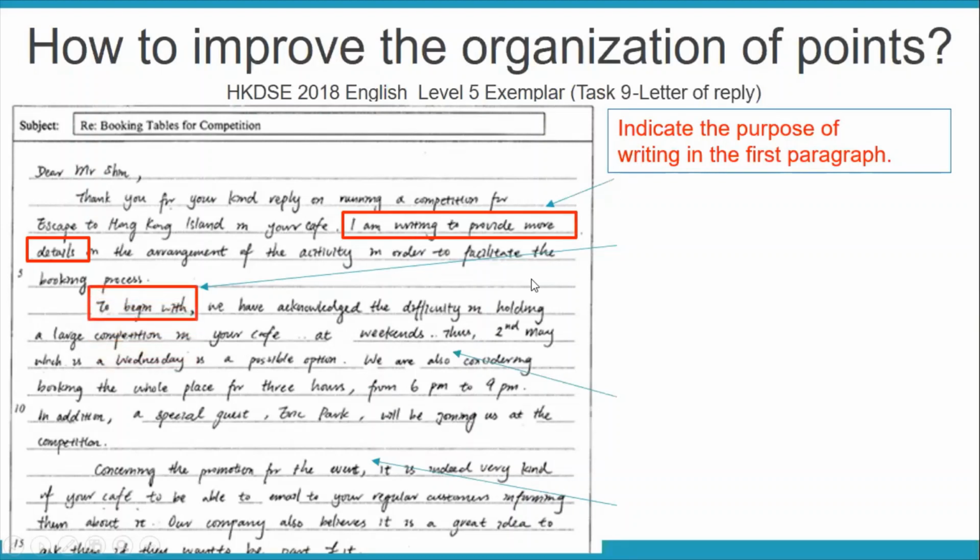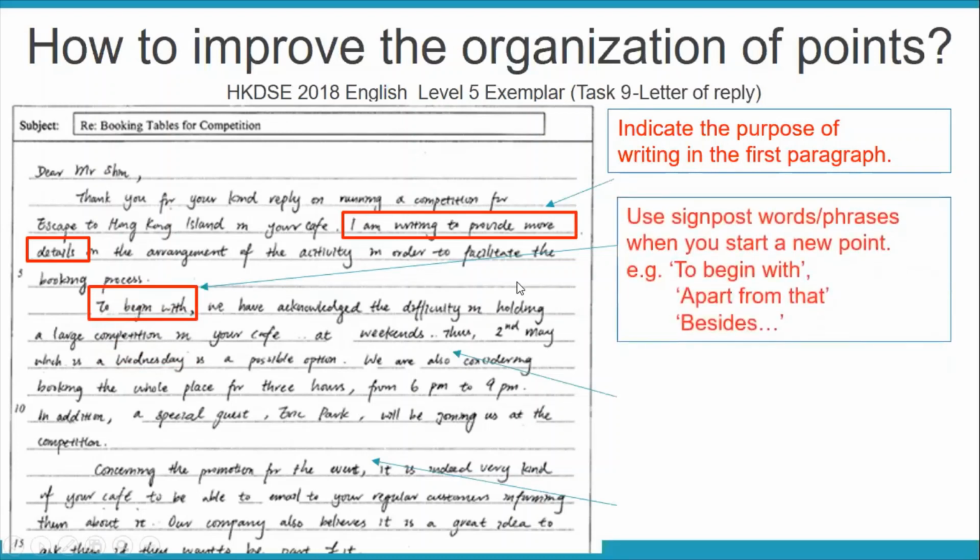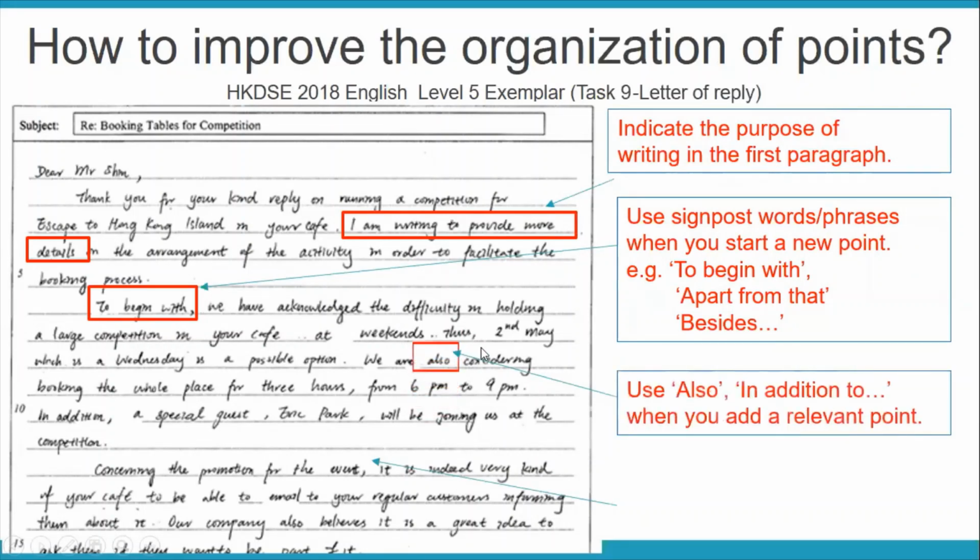In the body part, this candidate starts with "to begin with." So this is a good way because he or she used simple words or phrases to start a new point. You can also try that in the exam. Besides using "to begin with," you can also use "apart from that" or "besides." When adding a new point, this candidate used "also." So you can also use "in addition to" when you add a relevant point.